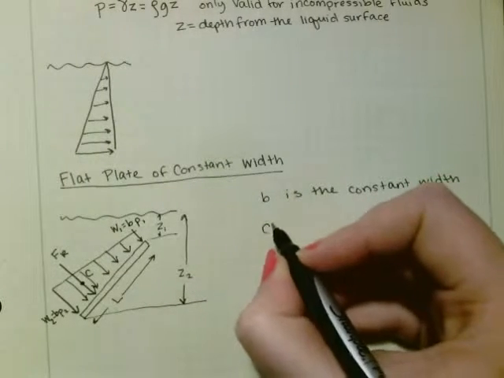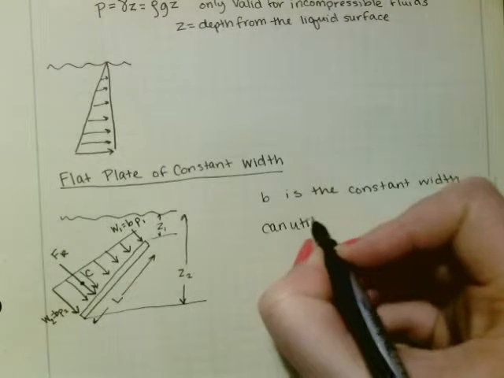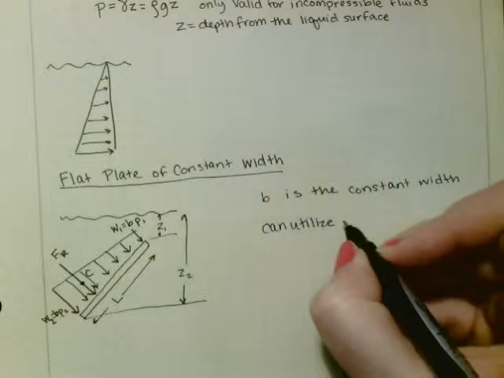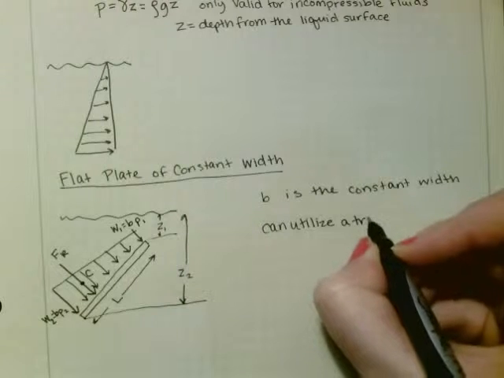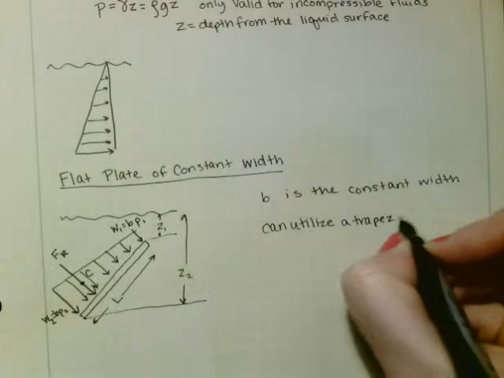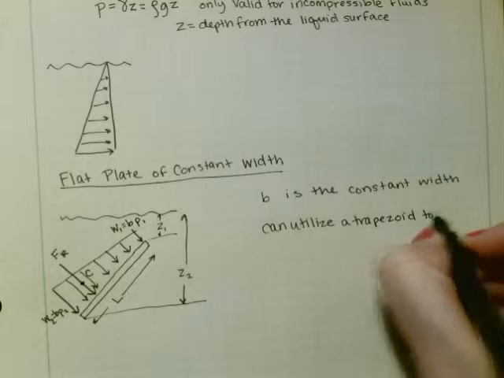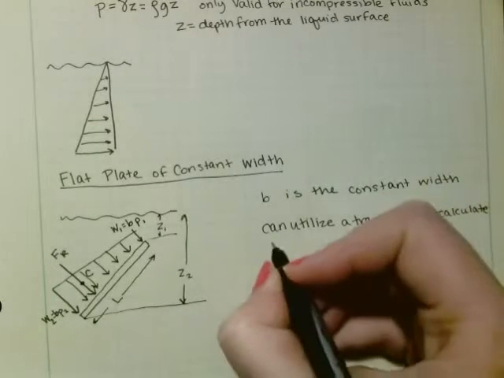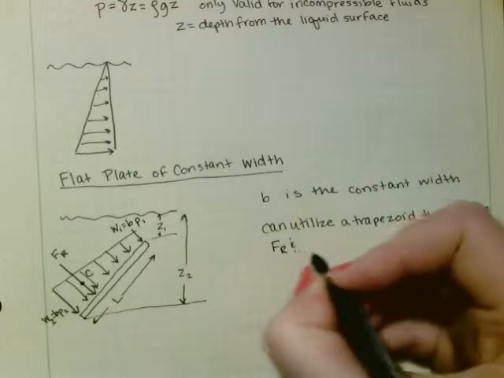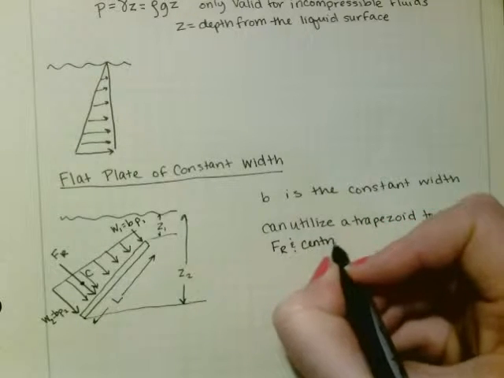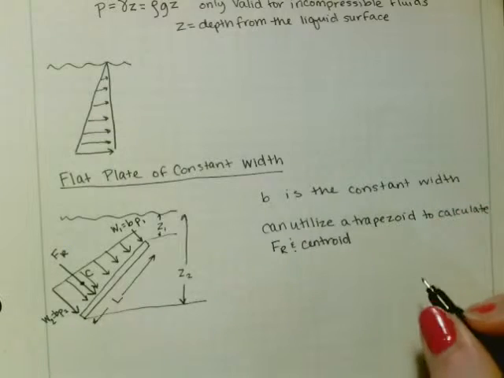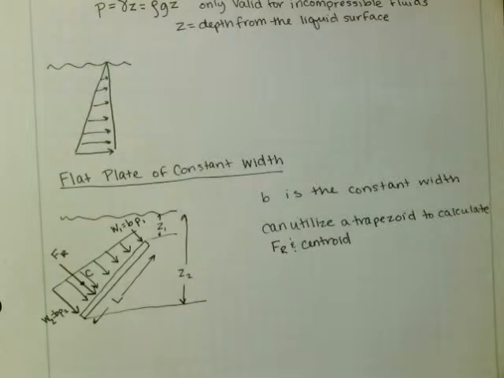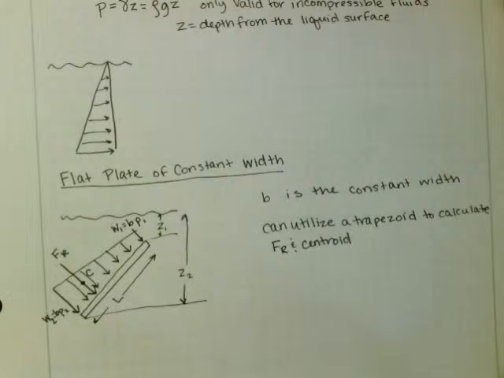And so we can utilize a trapezoid to calculate FR and the centroid. The back cover of your book has a trapezoid, and we'll show you how to calculate the area, which would give you FR, and then additionally where that centroid is going to be located.